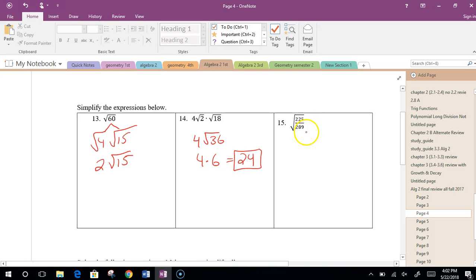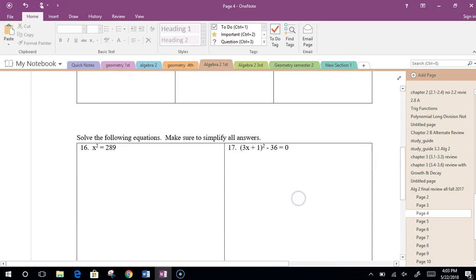When you are dividing two numbers that are both underneath a radical, then you're really being asked to take the square root of the top and the square root of the bottom. Well, the square root of 225 is 15, and the square root of 289 is 17. So my answer would just be 15 over 17.